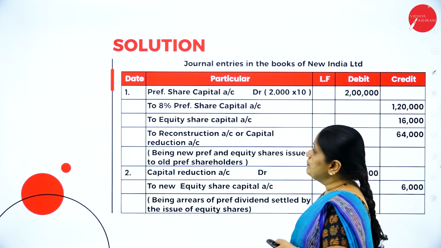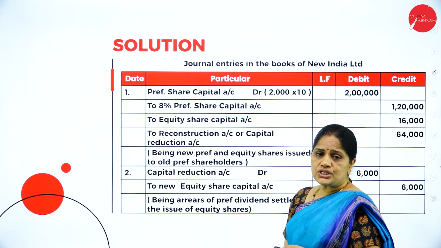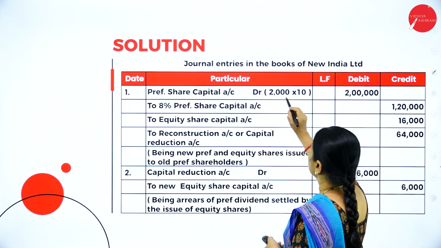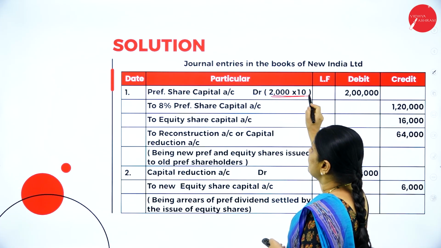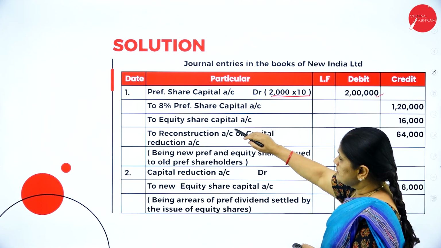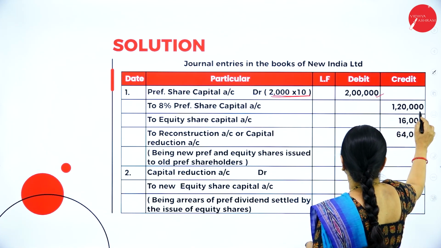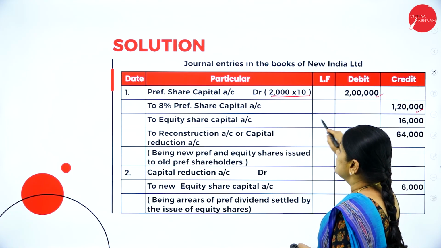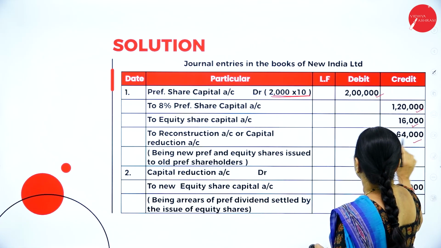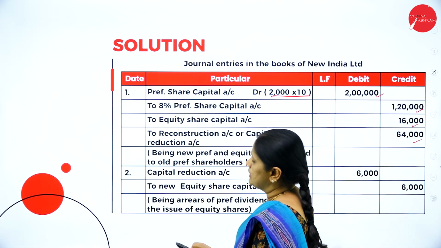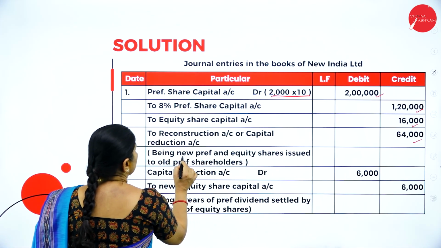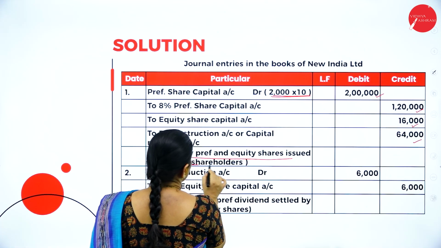So first step will be the reduction of preference capital. So preference share capital account debit. So how many preference shares we have? 2,000 into 10, that comes up to 2 lakhs. Then we have the 8% preference shares, 1,20,000. Then we have the equity share capital 16,000. To reconstruction account 64,000.